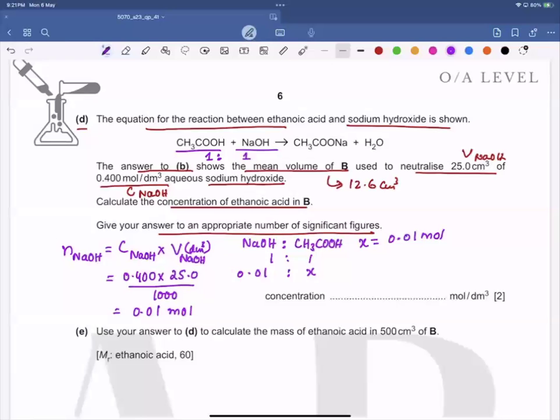Now see, these moles are present in this much volume. So we got the moles, we got the volume. Now we will easily find the concentration. The formula of concentration is moles over volume in decimeter cube. So the moles is 0.01, volume is 12.6, which is in centimeter cube, divided by 1000. Can anyone calculate it?